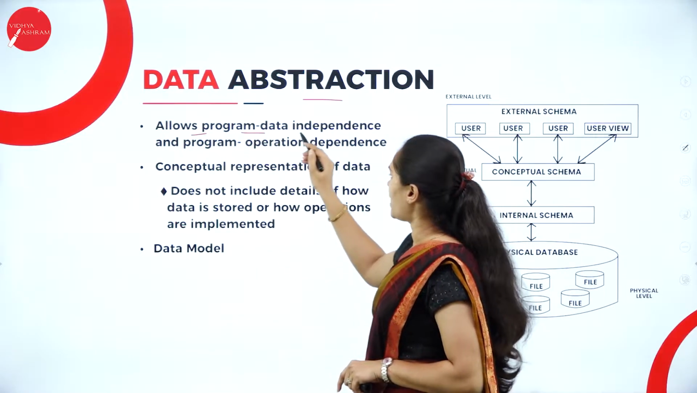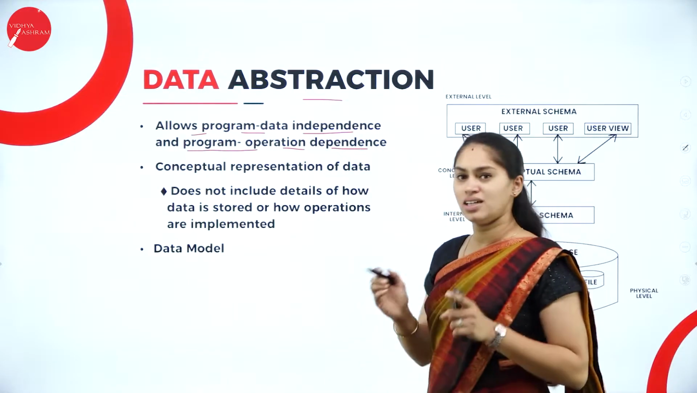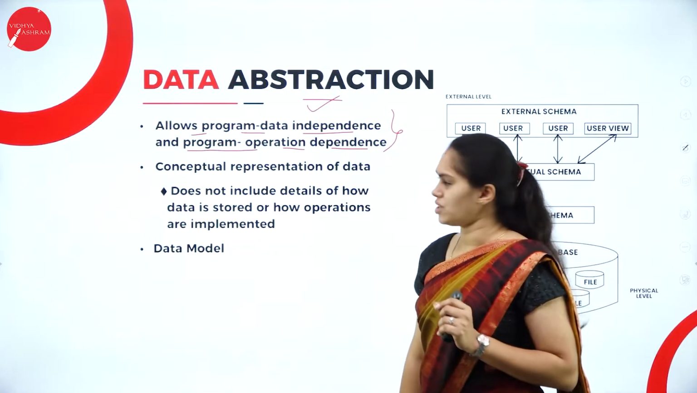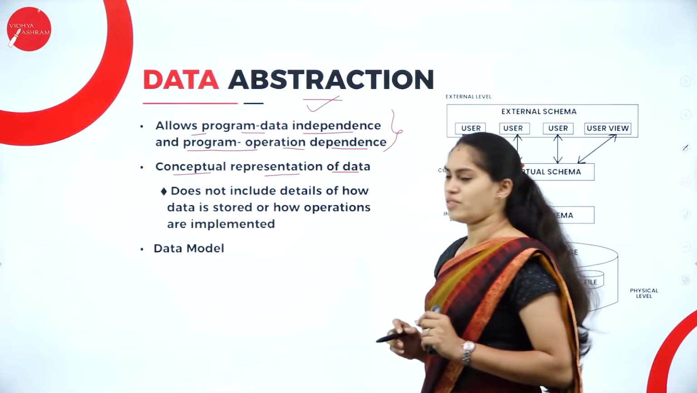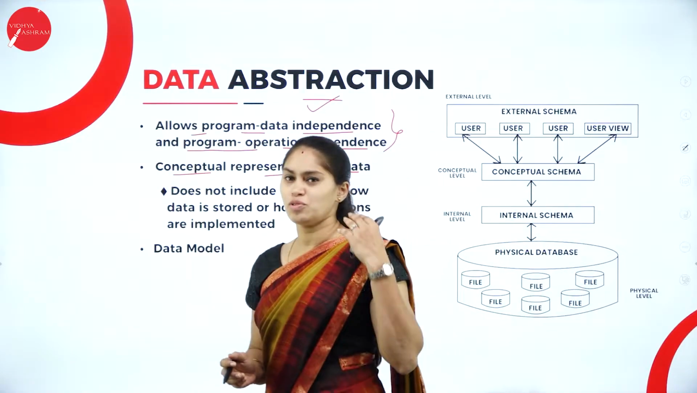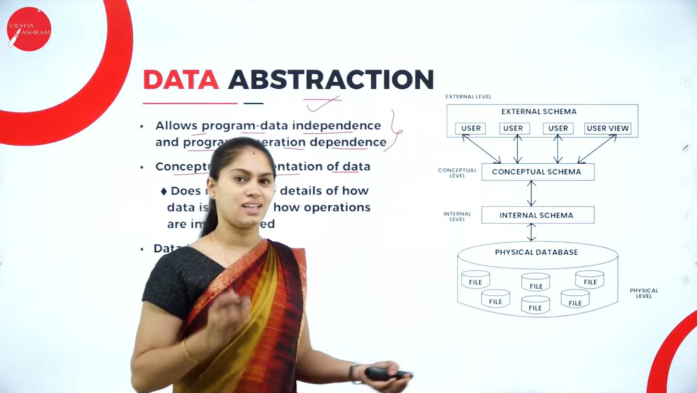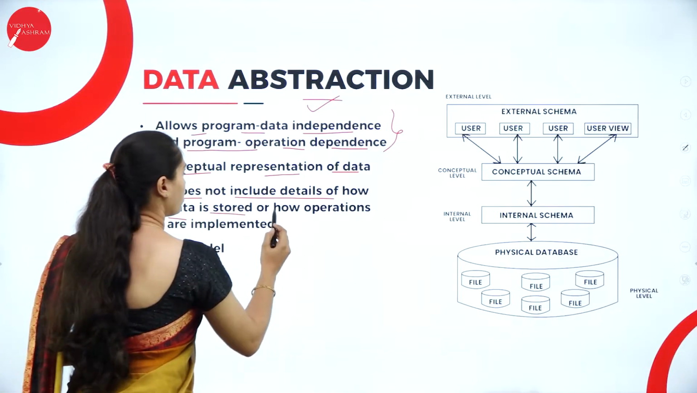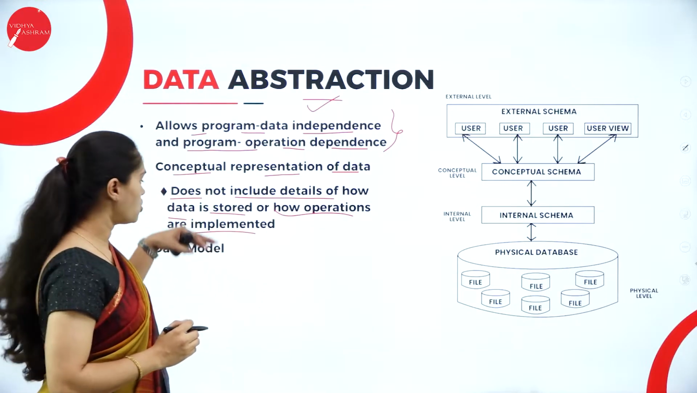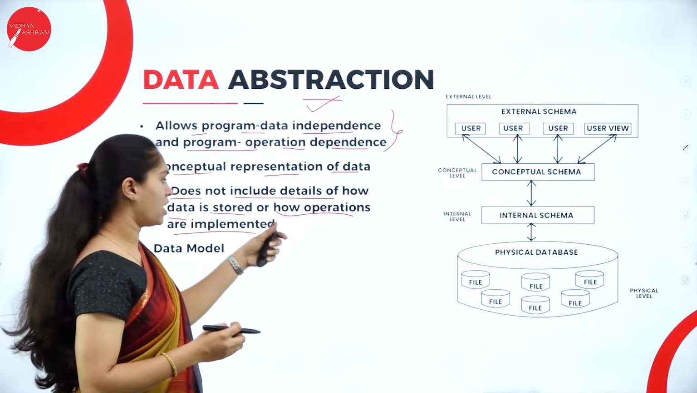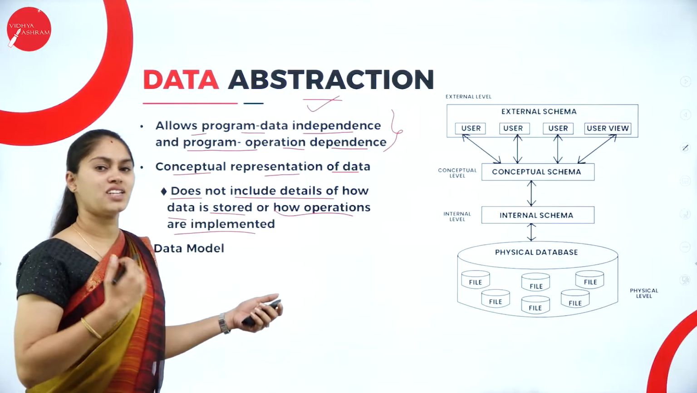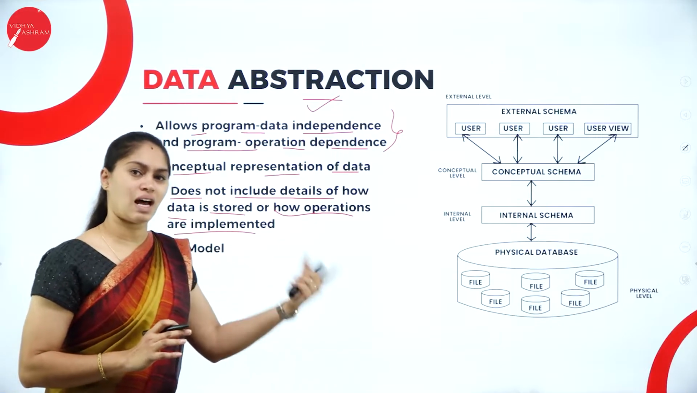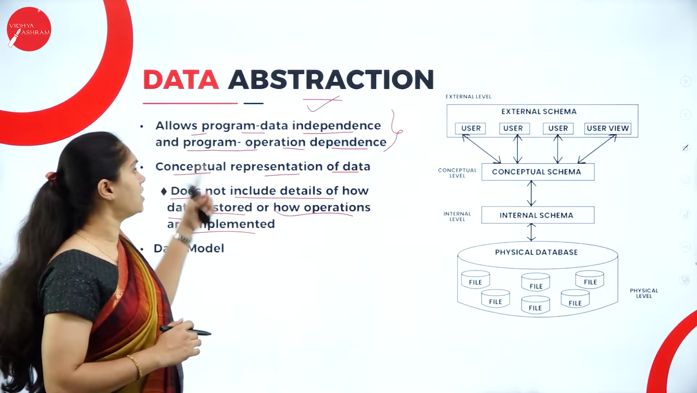So it allows program-data independence and program-operation independence. Here we call these together data abstraction and also the conceptual representation of data. As I told, we know how to use it, but we won't bother about how it is working internally. Data abstraction does not include the details of how data is stored or how operations are implemented. So there is no need to bother about how data has been stored and how the operation is taking place. Instead, I just want to think about how to access the data and information which is available in the database. That is regarding data abstraction.